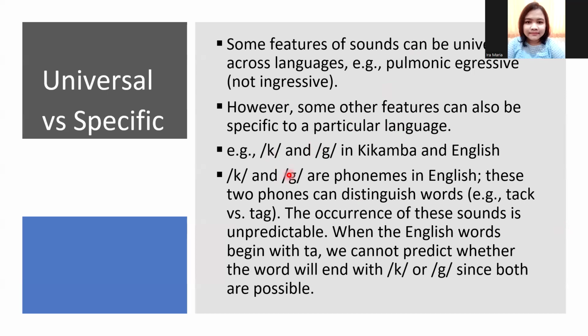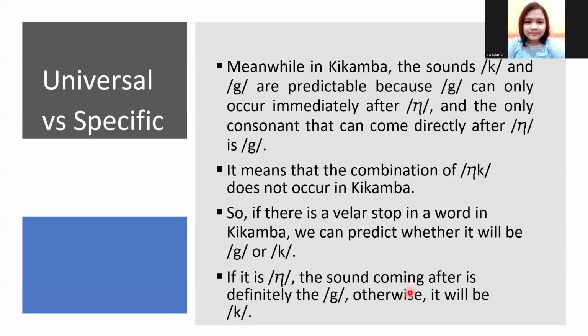But we also have, for example, the sounds k and g. Yes, k and g are phonemes in English. These two phones can distinguish words, for example, tack and tag. The occurrence of these sounds is unpredictable when the English word begins with t. We cannot predict whether the word will end with k or g, since both are possible.